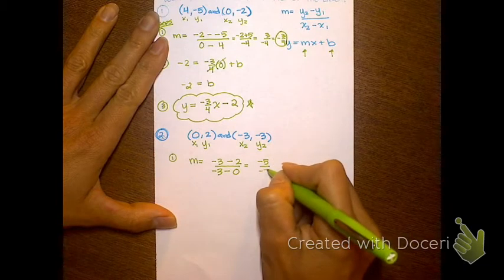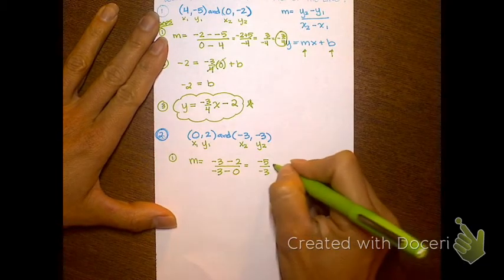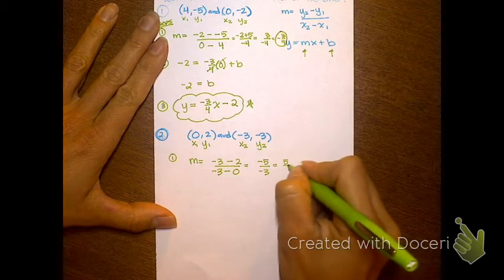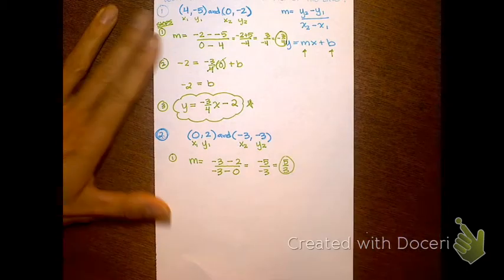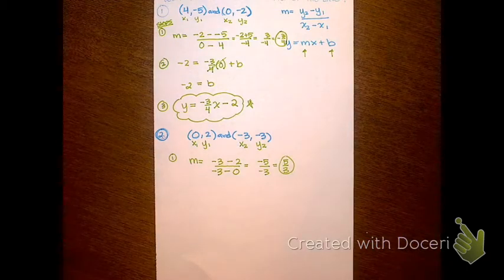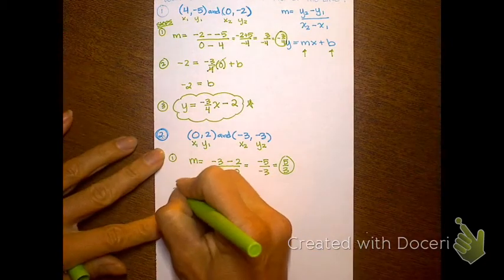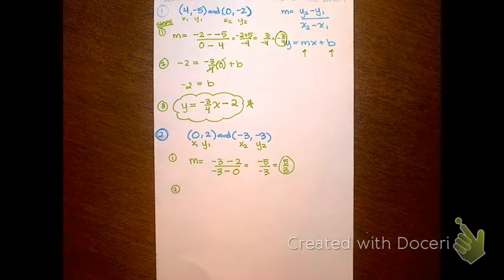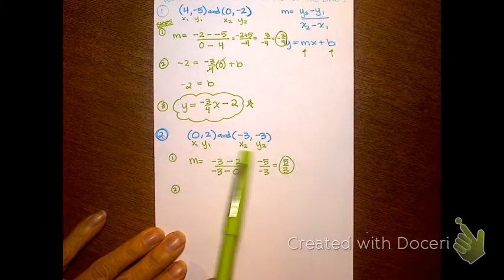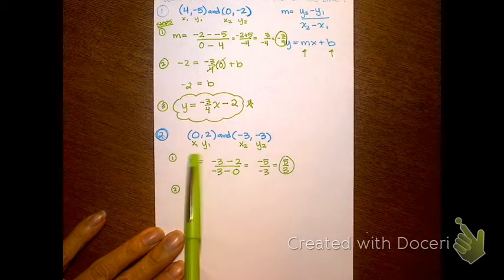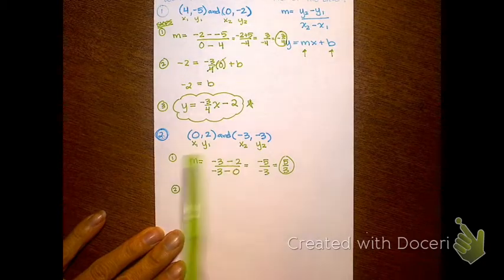What's a negative divided by a negative? Okay, so your slope is positive 5/3. Now remember, that's not the final answer. That's just the slope. So now we need to go to step 2. Step 2 is finding b. So in order to find b, we're going to use the slope and use either one of these points. Which point is probably easier to work with?